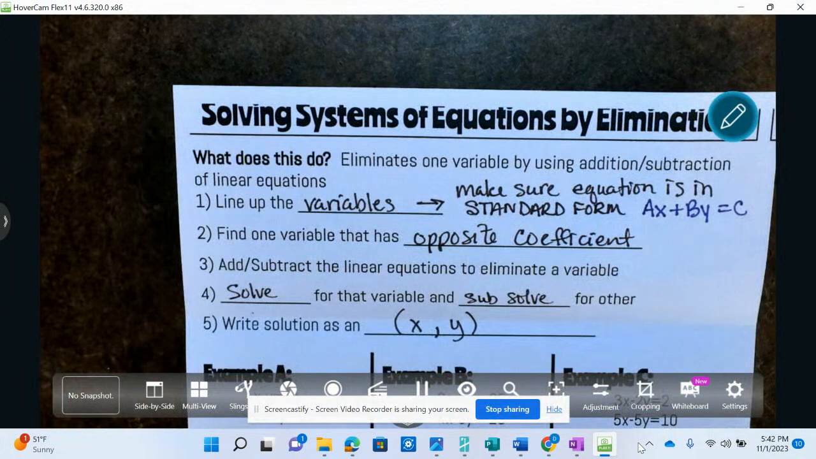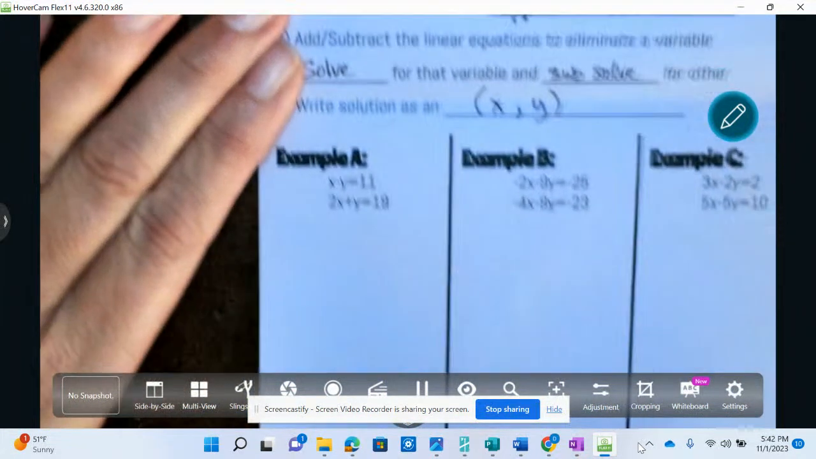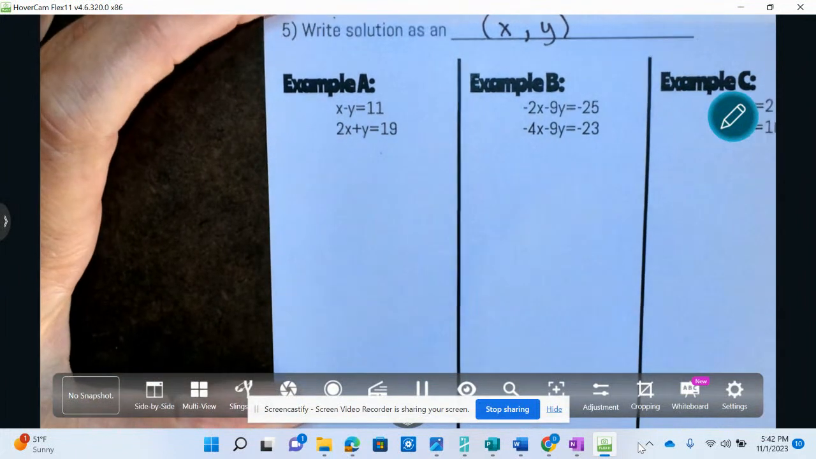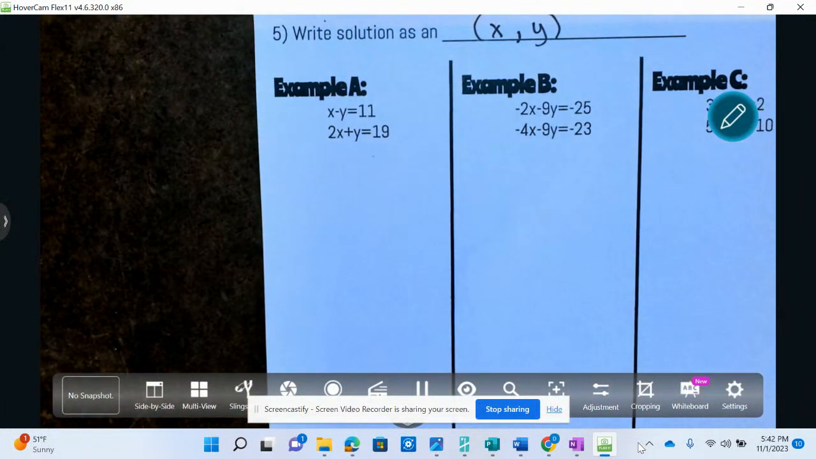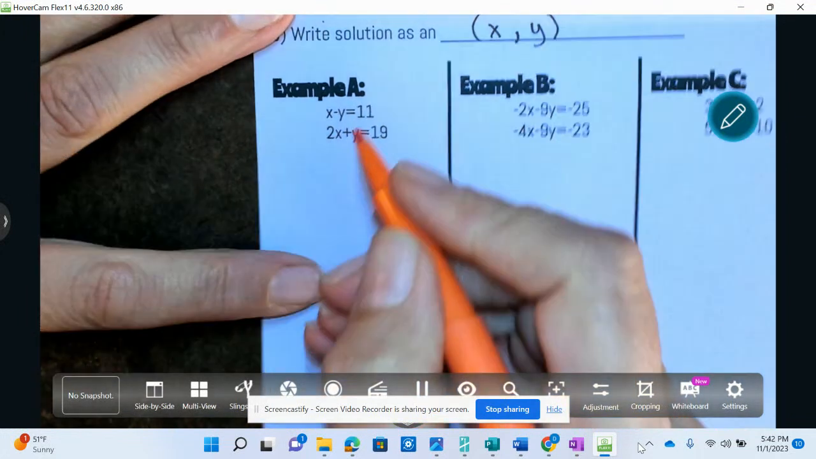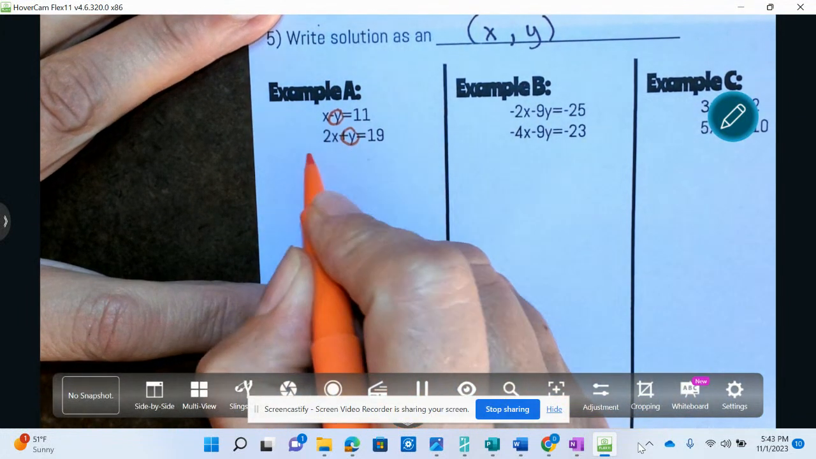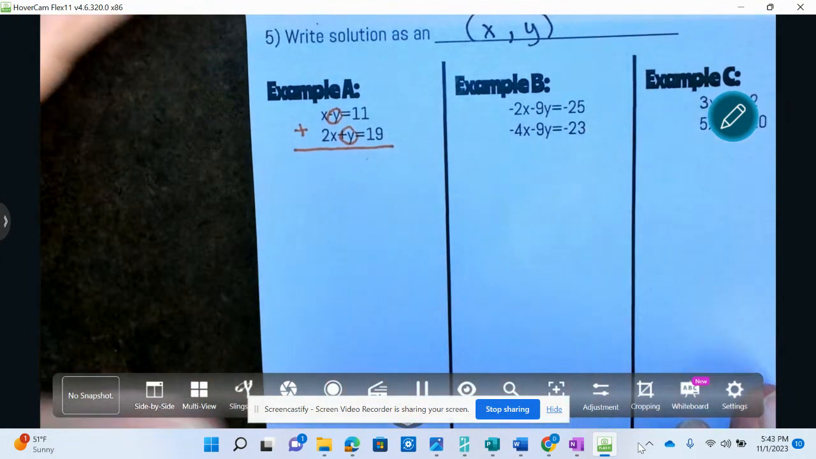So we have 3 examples here. Definitely going to have to rethink this one because I don't know if I can write this tiny, but I'm going to really try. So I'm going to look at this. Notice that this is written in standard form. And we're trying to find 2 coefficients that are opposite of each other. So when I look at my y term, I have a negative y and a positive y. So these are already stacked up. I'm just going to add these 2 equations together.